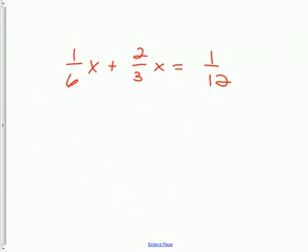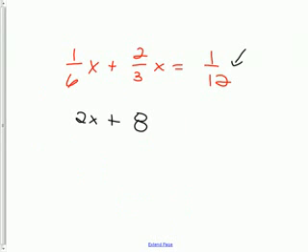What did you multiply by? Would 6 work? No, because it wouldn't fix this. What's a good common denominator? 12. Times everything by 12. 1/6 of 12 is what? 2x plus 2/3 of 12.